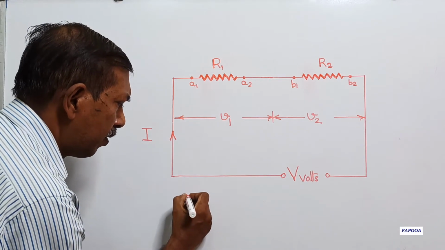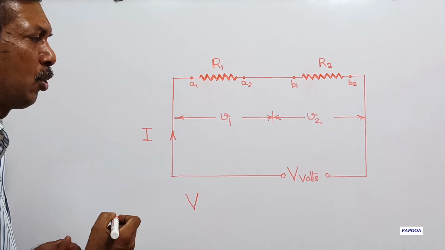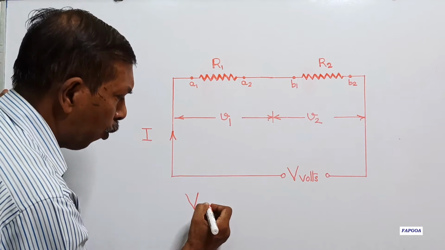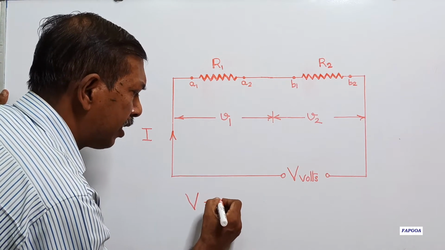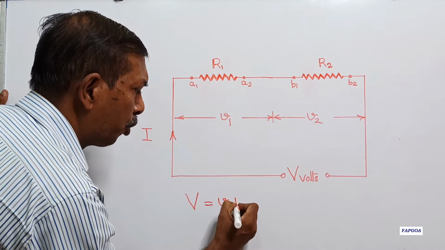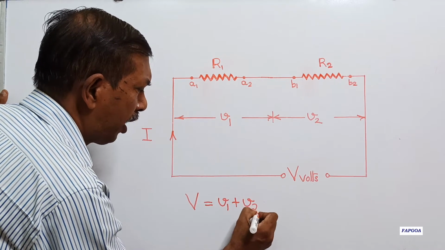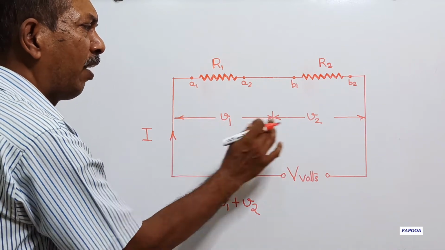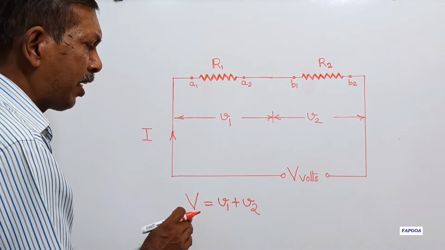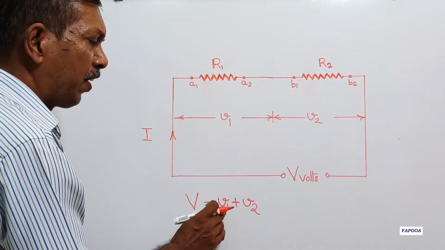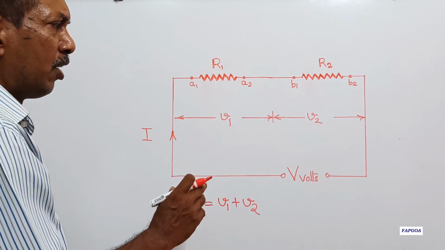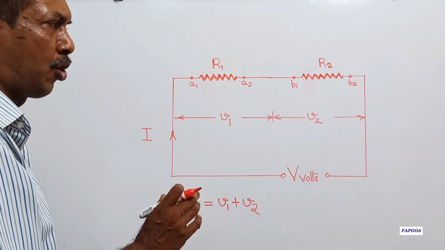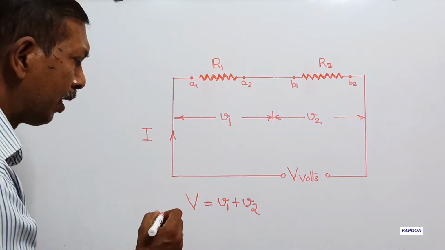So the first equation which you will learn in a series circuit is about applied voltage. Now applied voltage is always equal to the sum of all the voltage drops. Now here we have two voltage drops, V1 and V2. So applied voltage V is equal to V1 plus V2. So applied voltage is the sum of all voltage drops in a series circuit.